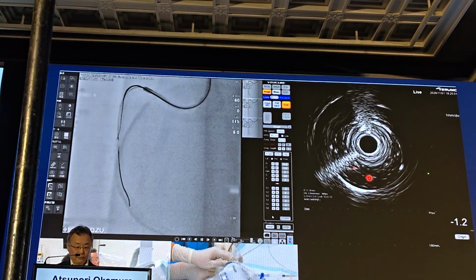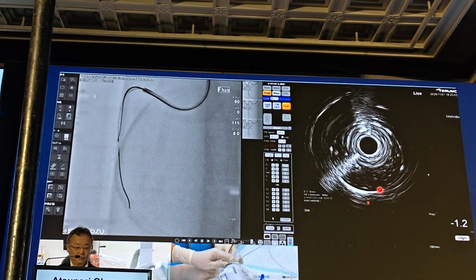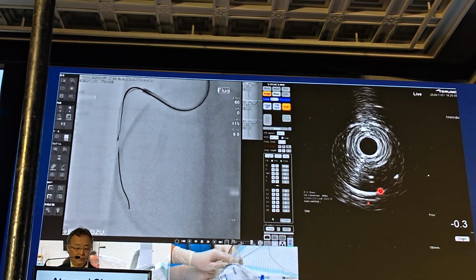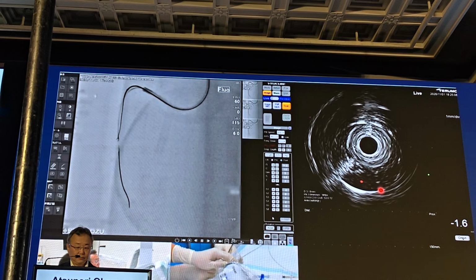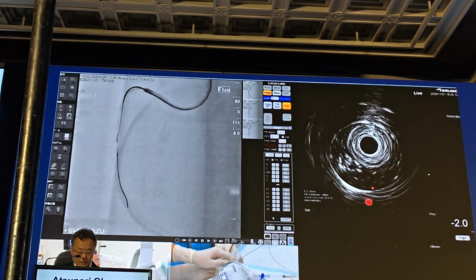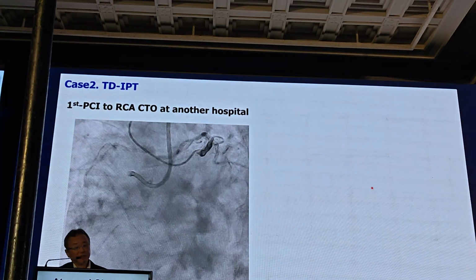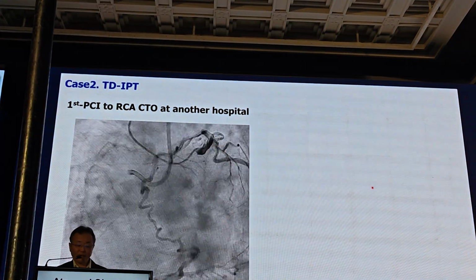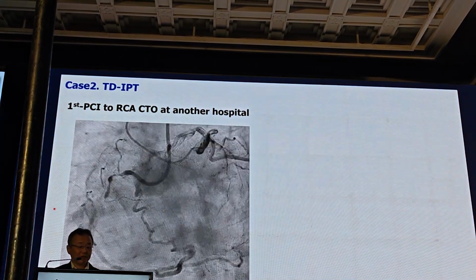A little bit more counterclockwise. You can see the guide wire tip is on the target. Yes, so this is the tip detection method. So I will show you the real one. So this is the RCTO.